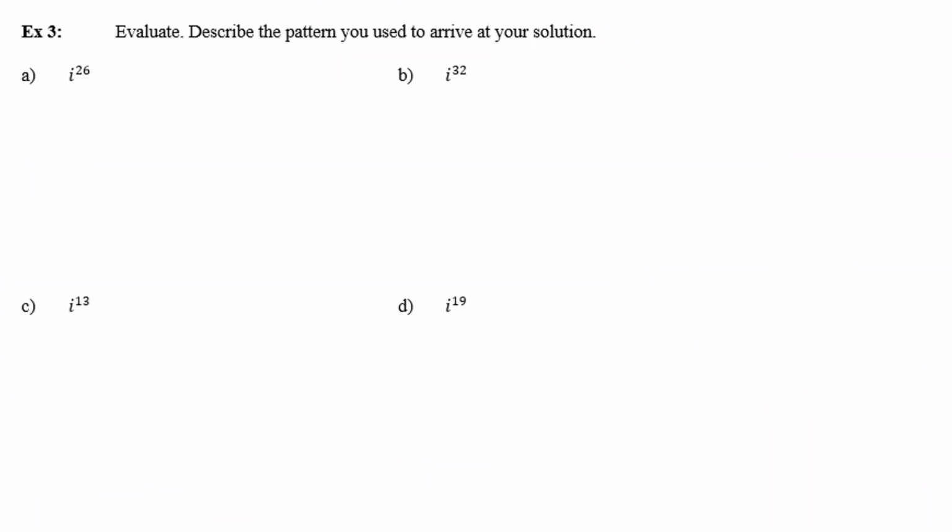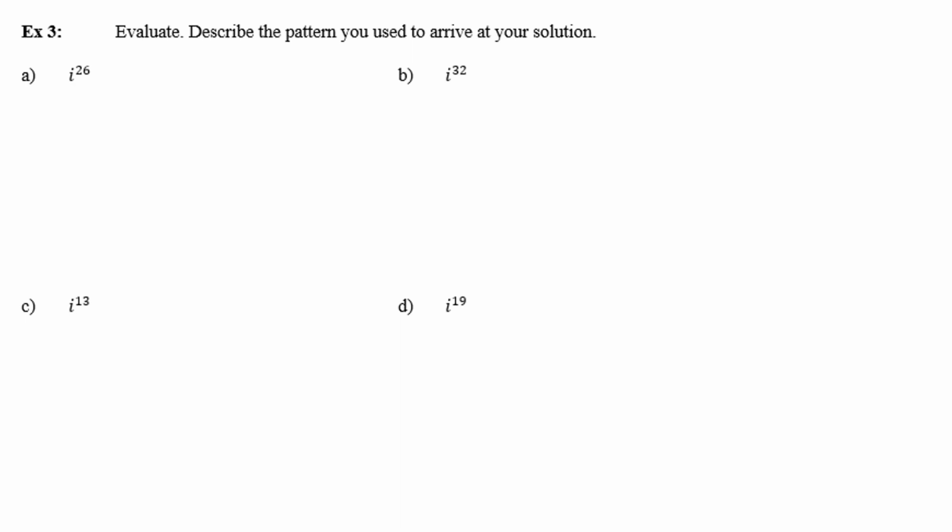Example 3. Evaluate. Describe the pattern you use to arrive at your solution. So again, this is one of those where you could just do it in your calculator, but I'd rather you sort of know how to do it by hand. We have i to the 26. Now, you could go back to the previous slide with the 4 previous answers, i to the 2nd, i to the 3rd, i to the 4th, and just keep counting until you get to 26 and figure out the pattern.